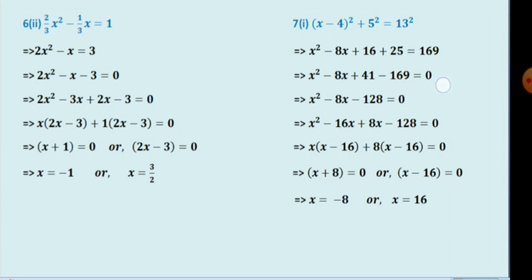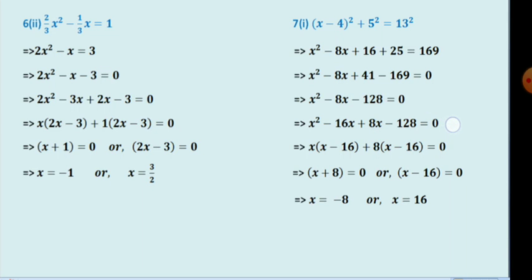And bringing this 169 to the other side, we'll write it as minus 169. So now what we have, x square minus 8x plus 41 minus 169 is equal to minus 128, which is equal to 0. Therefore, now what we'll do is the product of the first and the third term, that is 128. Factorize it, we will get 16 and 8. So minus 16 plus 8 equals minus 8. So what we'll write is x square minus 16x plus 8x minus 128 equals 0.